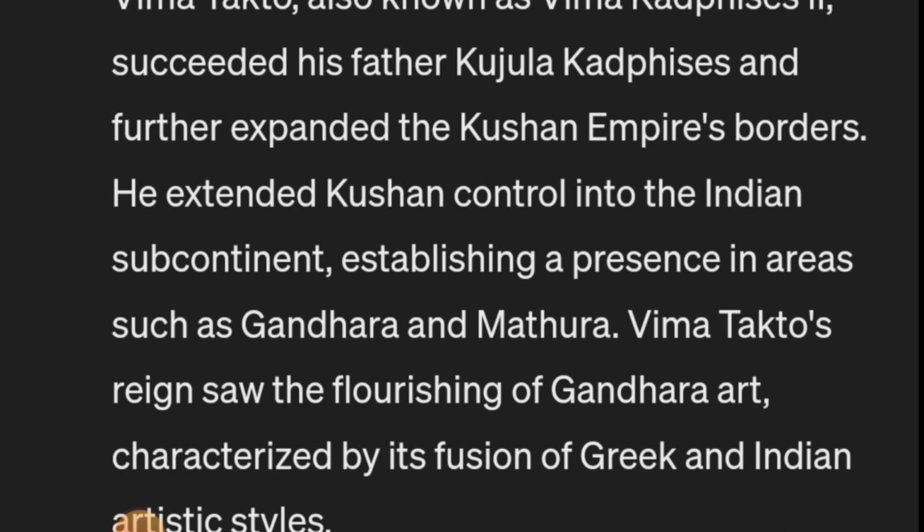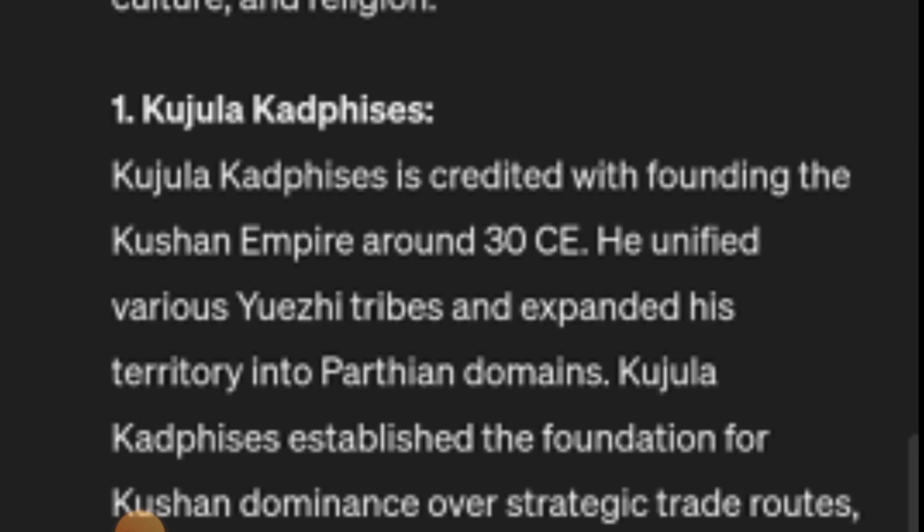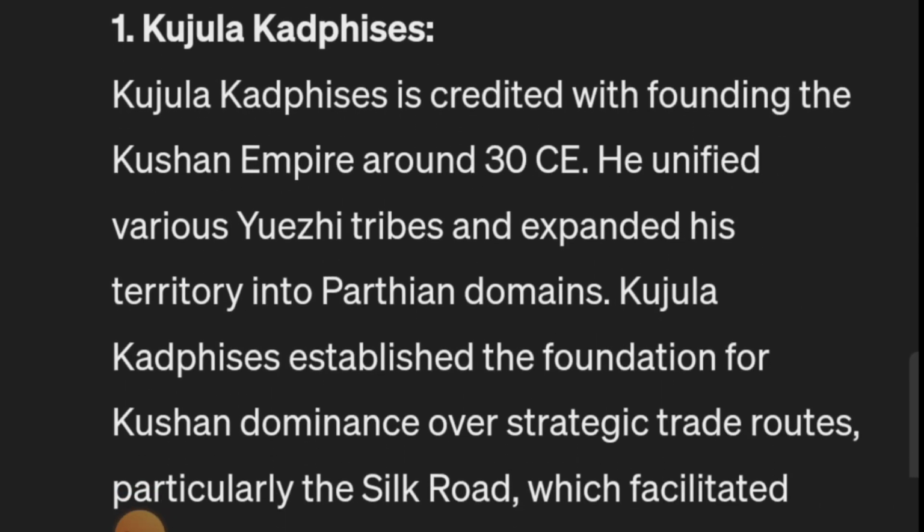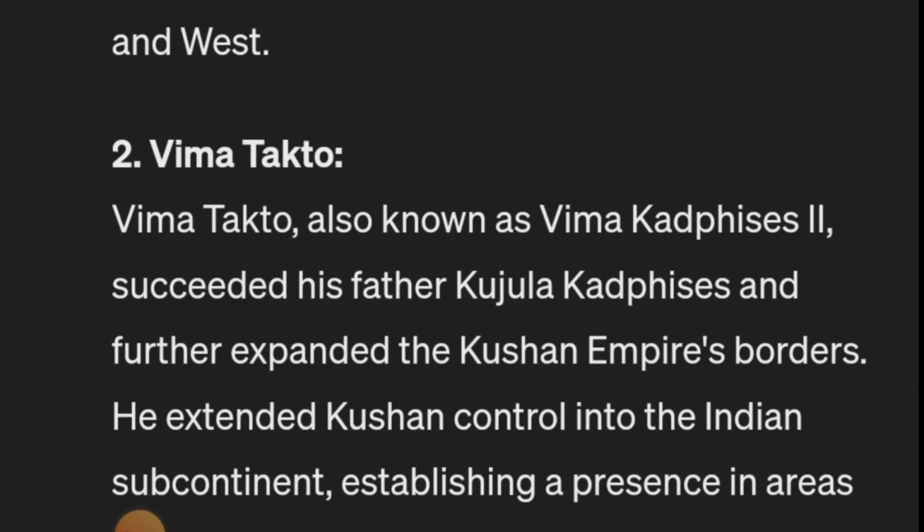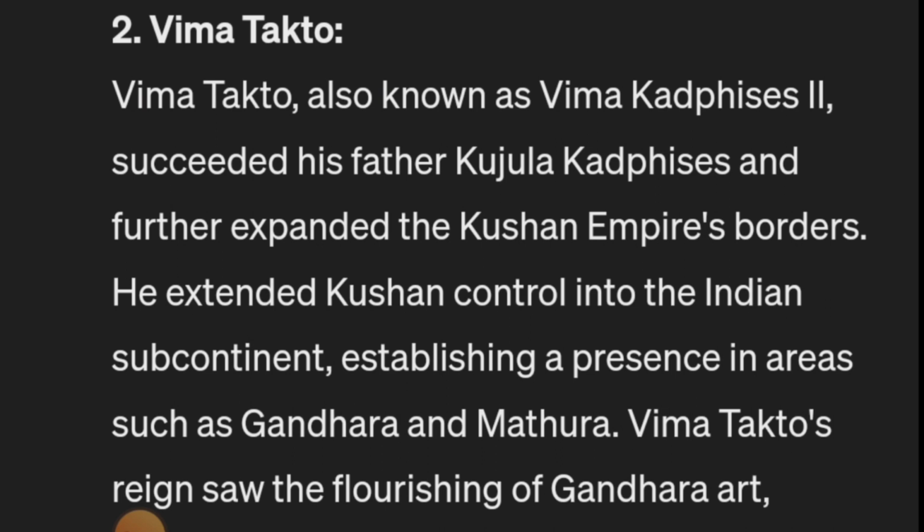Kujula Cadphises had Kabul as his capital, whereas Vima Cadphises had Purushapura, that is present day Peshawar, as well as Mathura as his capitals. Vima Cadphises expanded the empire further from the borders of northwestern India into the Gangetic Valley, and he took control over some of the important cities of the Gangetic Valley.